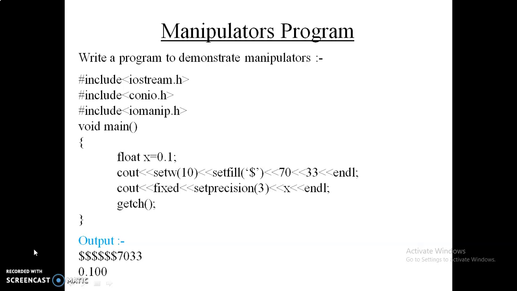Then the setfill function has an argument $. So if the size is not equal to 10, the remaining space will be filled using the $ sign. After that we are displaying 70 and 33. So 7033 is 4 digits, but setw said that it should be 10 digits. So the remaining 6 spaces are filled by the $ symbol. You can see in the output there are 6 $ symbols and then 7033 is displayed.